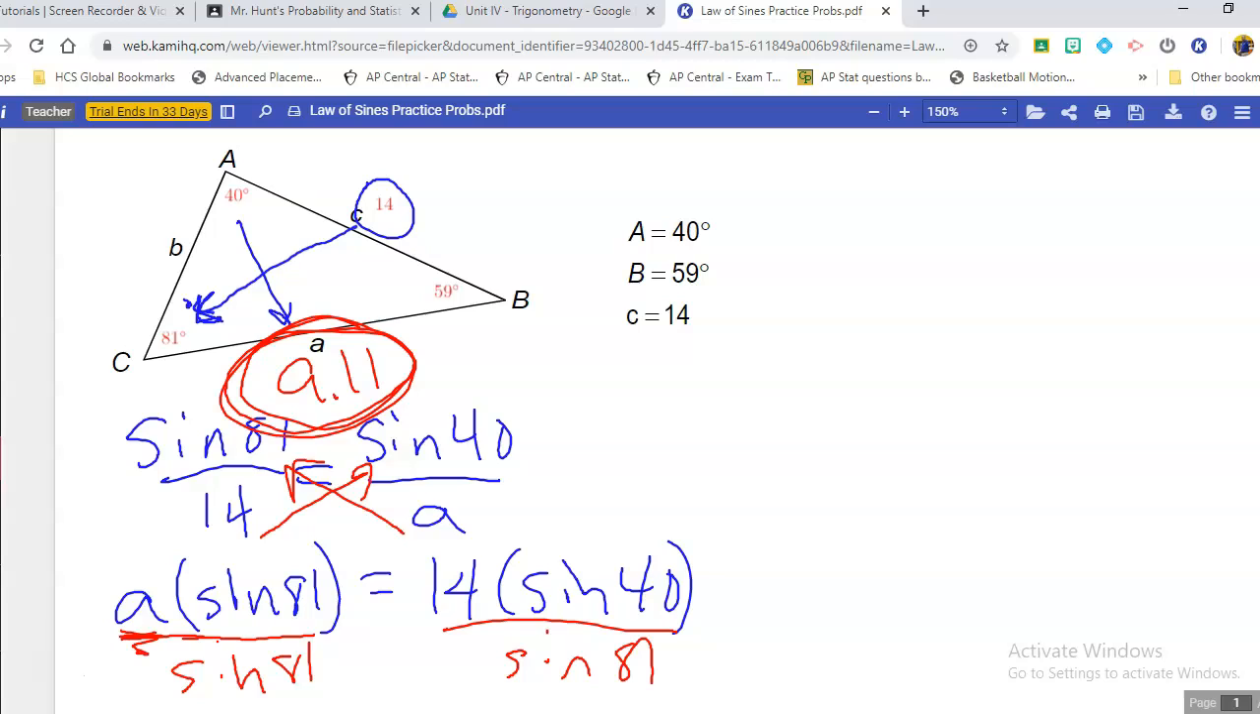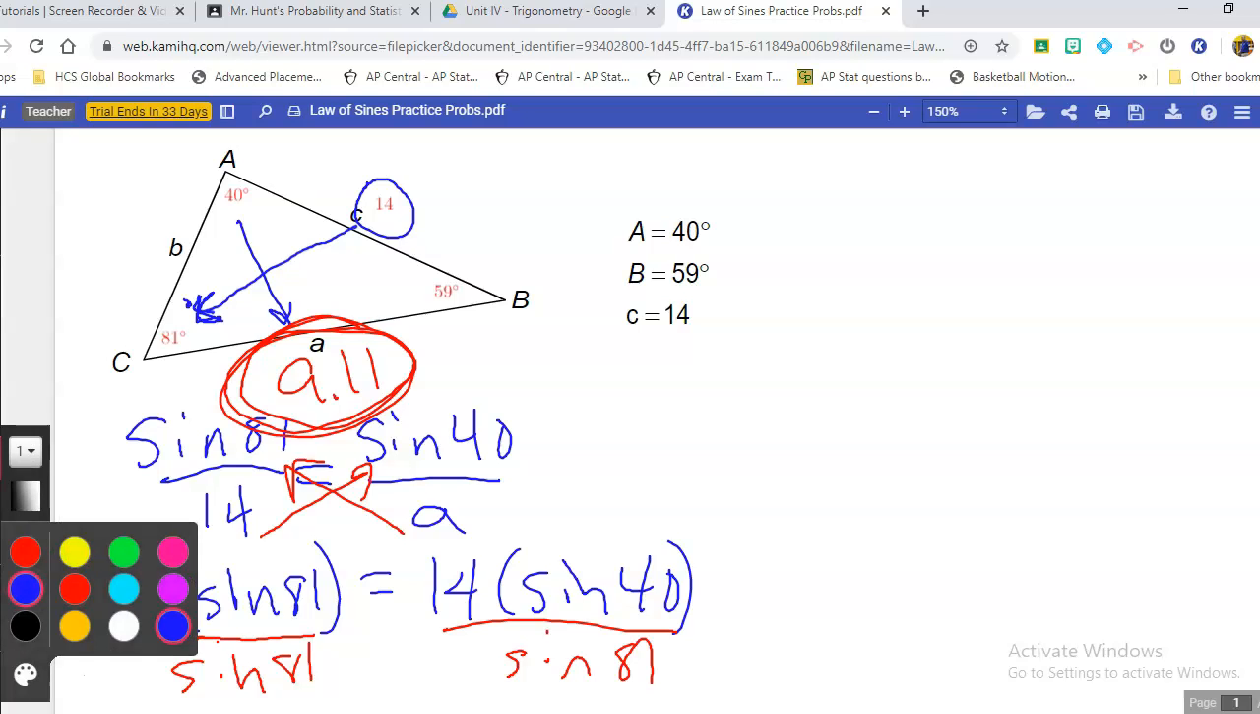And then we're going to jump into this relationship between angle B, which we know is 59 degrees, and its opposite side, which is side B. So we'll try and set up again the relationship. We're going to again use this 81 and the 14 that we know is correct, just in case we made a mistake with that 9.11. I'm feeling pretty confident about it though.